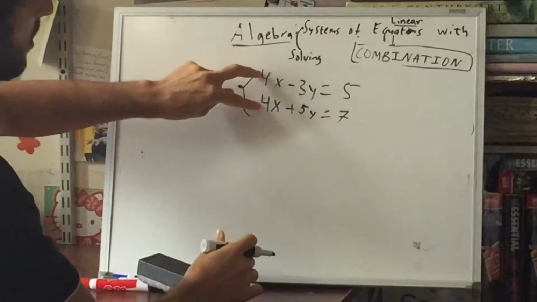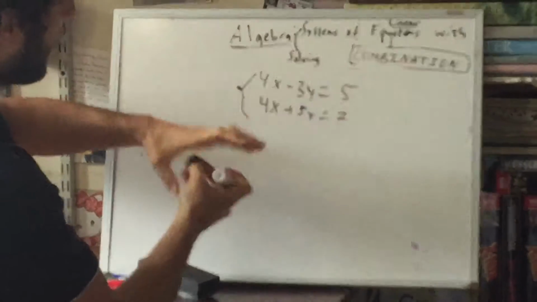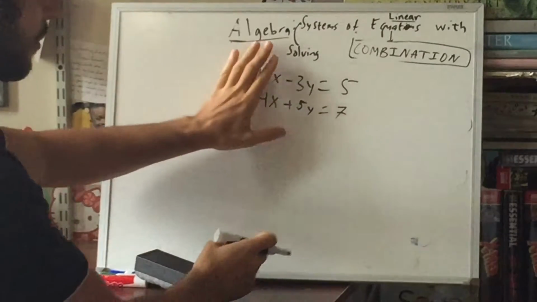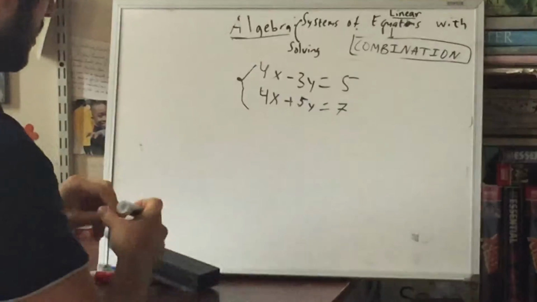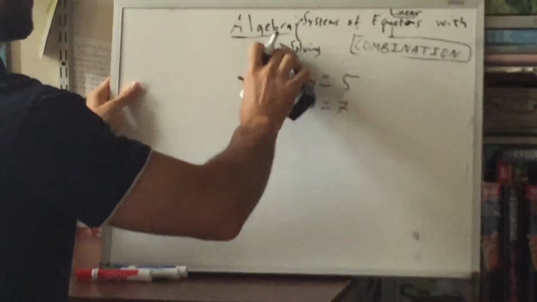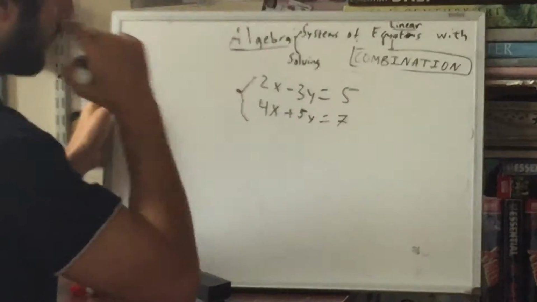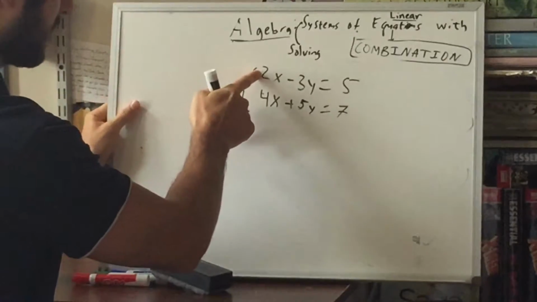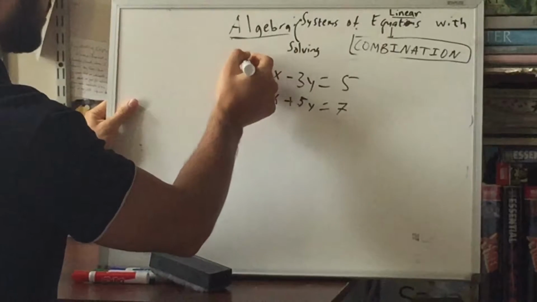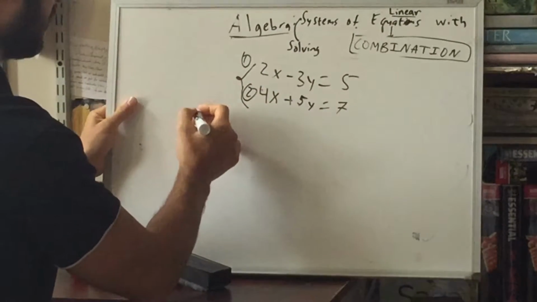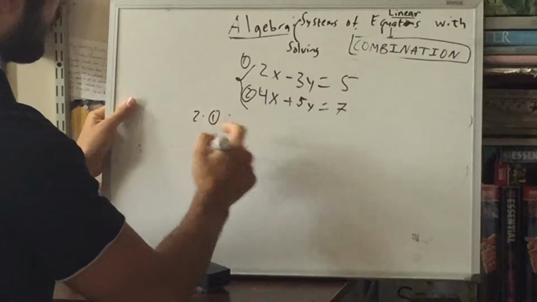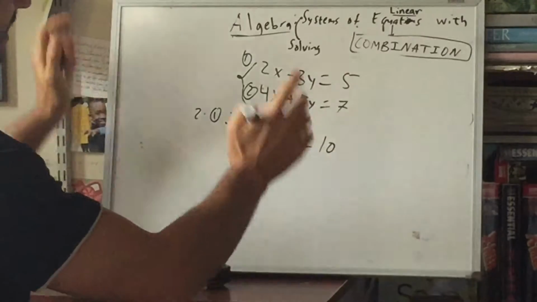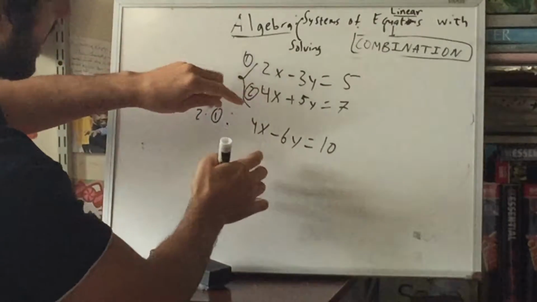If this were a 4, we could subtract the entire equations, and then 4x would get rid of that 4x, and we would just be left with y's and numbers. Since this is not a 4, we're going to multiply one of the equations, in this case only this one, to make that a 4. So let's double this whole equation. I'm going to refer to them as equations 1 and 2. If we do 2 times equation 1, we get 4x minus 6y equals 10. Now we've achieved our 4.